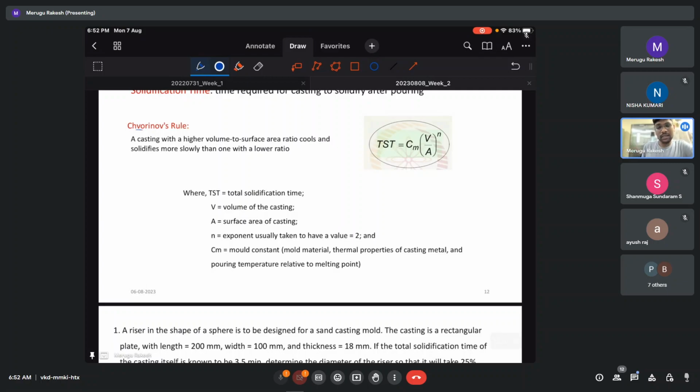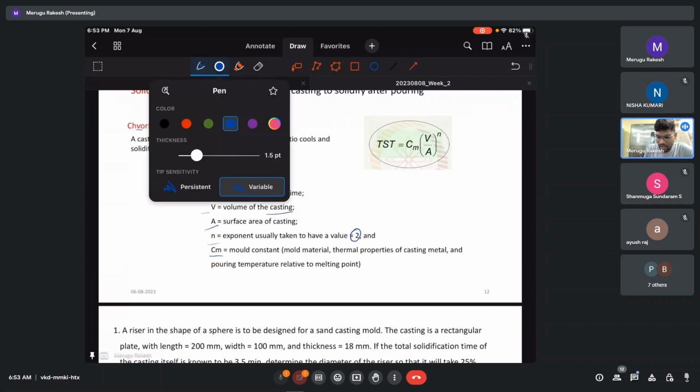So let us discuss the terms that are used. The total solidification time is Cm multiplied by (volume to area) whole power n. It doesn't matter whether you apply this formula to a casting or a riser, any component; you just have to change the volume, area, C and n values. V is the volume of the casting, A is the surface area of the casting, it can be the riser as well. n is the exponent, usually taken as 2, and Cm is the mold constant.